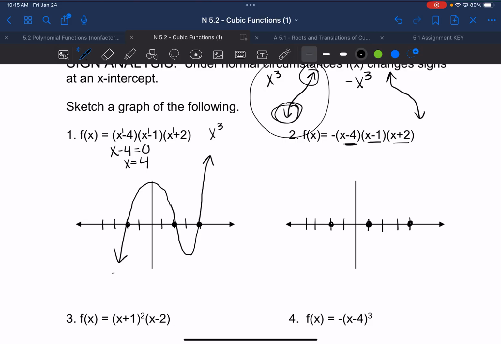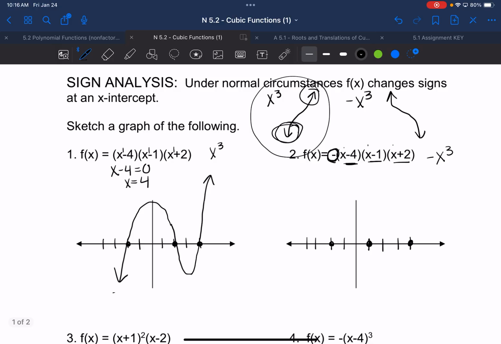All right, and again, if I were to multiply these x's together, I would have x times x times x, which would give me x cubed, right? But what do you guys see out front here? A negative. So what does that negative tell us about our graph? Flips it. So now the left end should point up and the right end should point down, right?